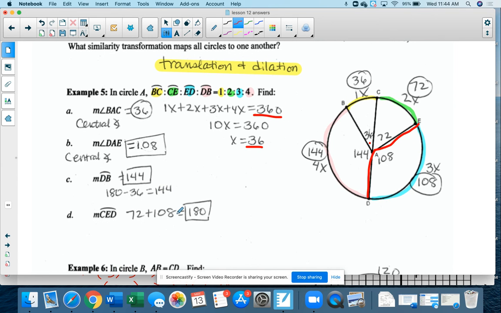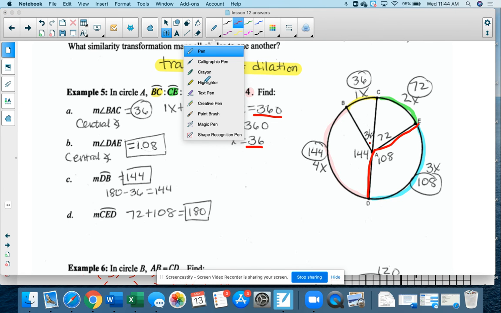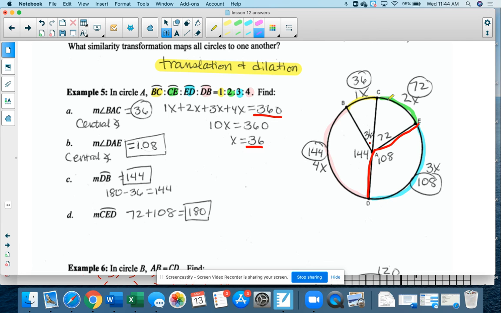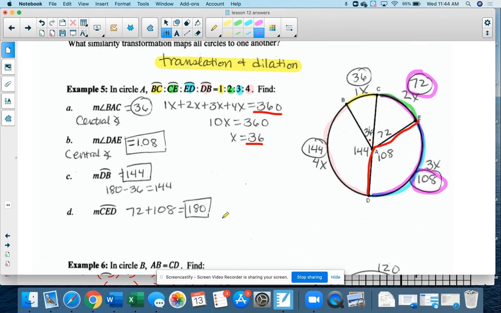And the last one is arc CED. So CED are just these two arcs added together. Let me get my highlighter. So CED is these two arcs. I'm really just adding the 72 and the 108, and together that equals 180. And I sort of knew that because this was a diameter right there. And if that's a diameter, then that is a semicircle. So that would be another way to get the same answer.